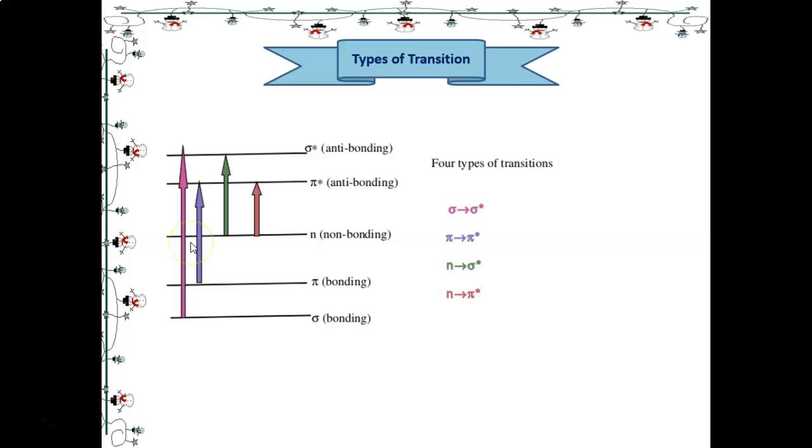So if you have a bigger energy jump, for example, from sigma bonding to the anti-bonding sigma star, you will absorb light with a higher frequency, which is the same as saying that you will absorb light with a lower wavelength.